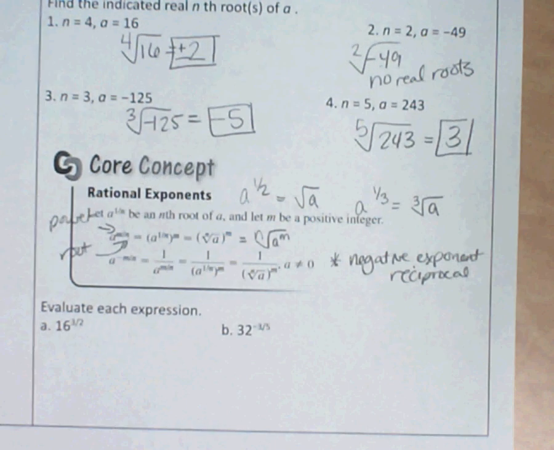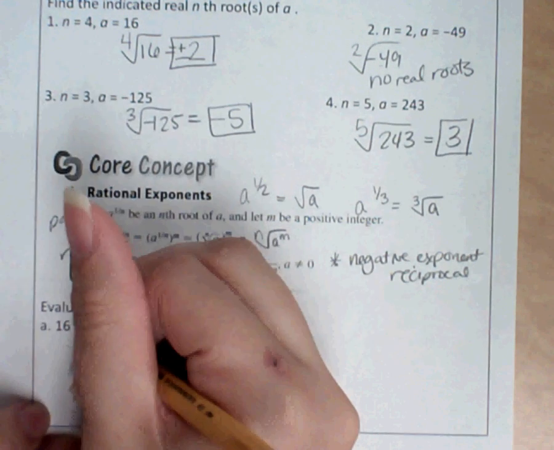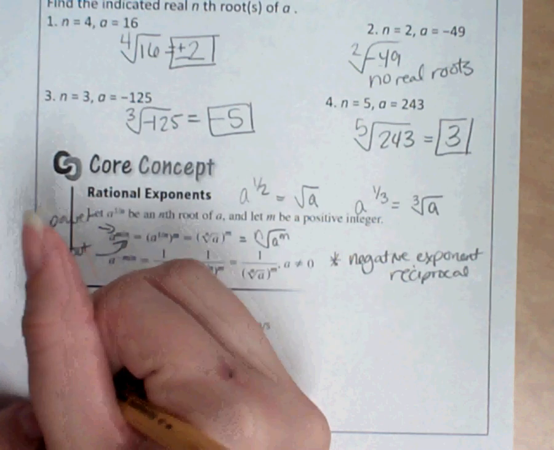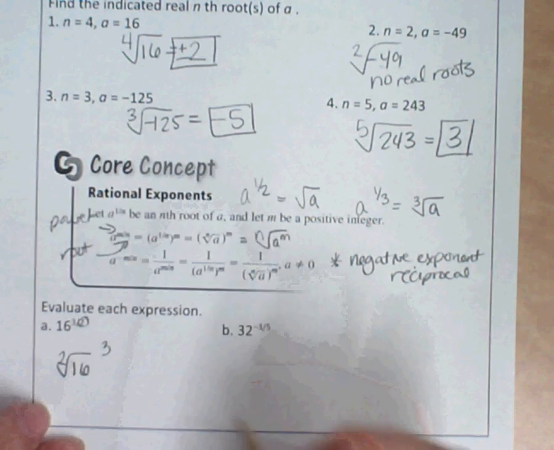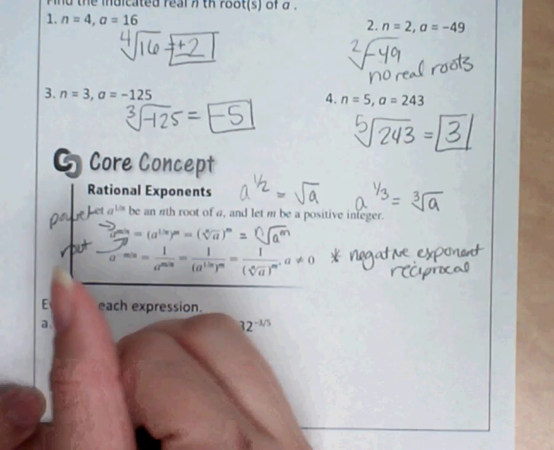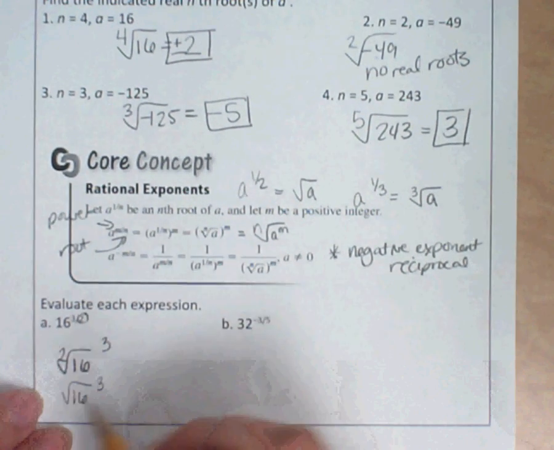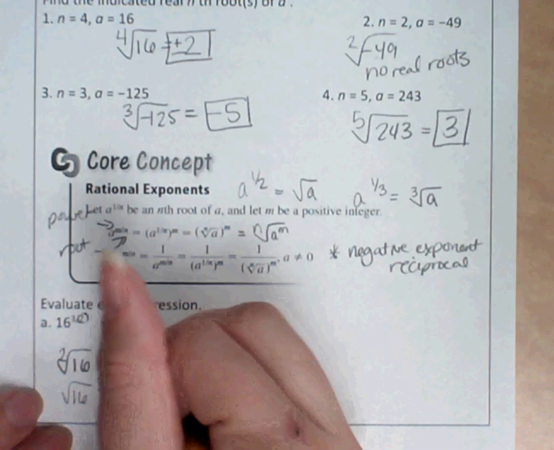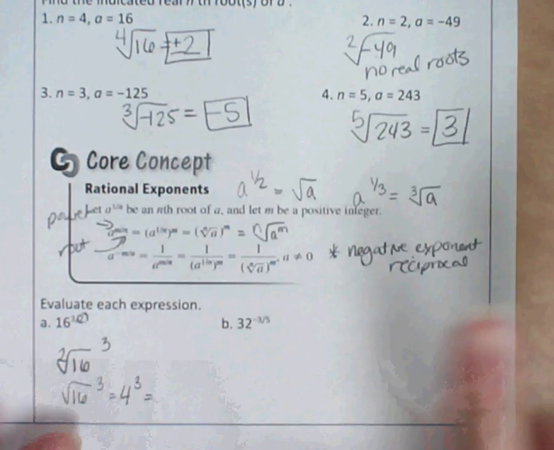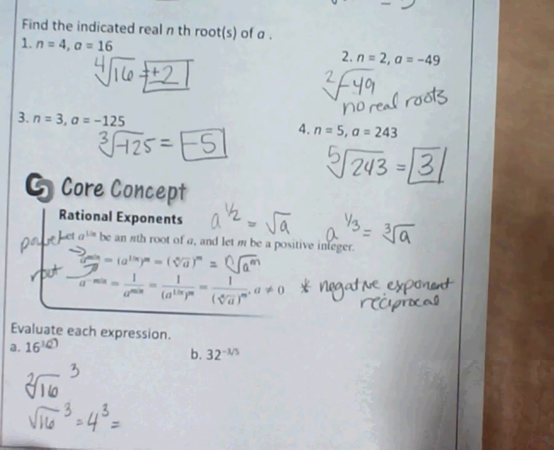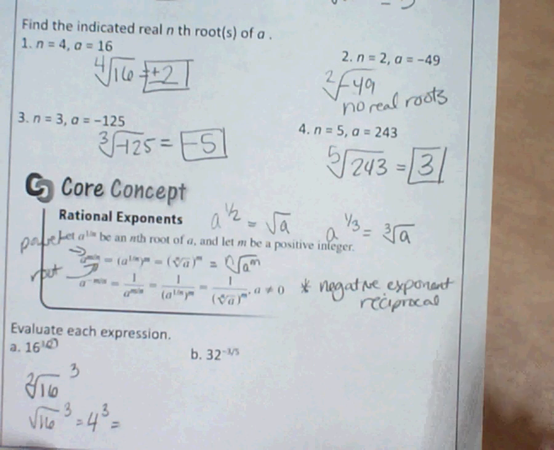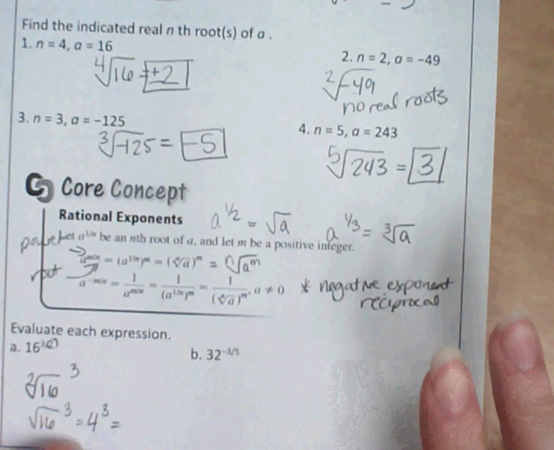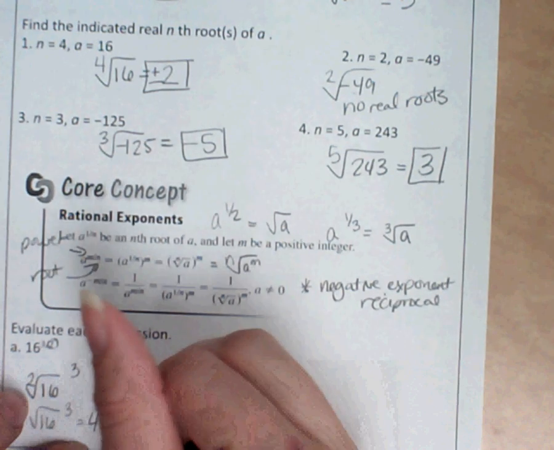So 16 to the 3 over 2. So my root is 2, so I'm going to have the square root of 16 cubed. The square root of 16, and you don't have to write it with the 2 out there on the square root, is 4, and 4 cubed: 4 times 4 is 16, times another 4 is 64.